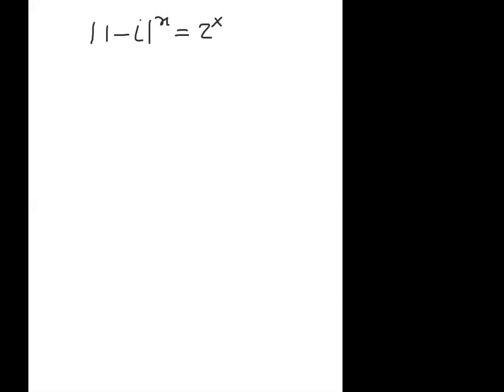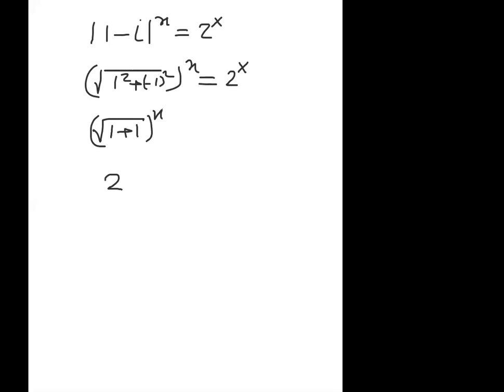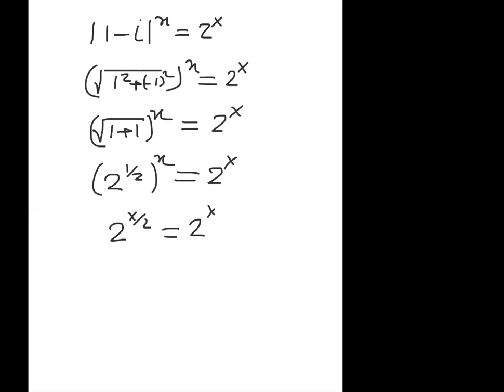Sukhman, put your hand down. Mod means under root of 1 square plus (minus 1) whole square, to whole power x, is equal to 2 to the power x. It becomes under root 1 plus 1, whole power x. 2 to the power 1 by 2, root means power 1 by 2, whole power x, that is 2 to the power x by 2, equals 2 to the power x. Up to this, no problem.